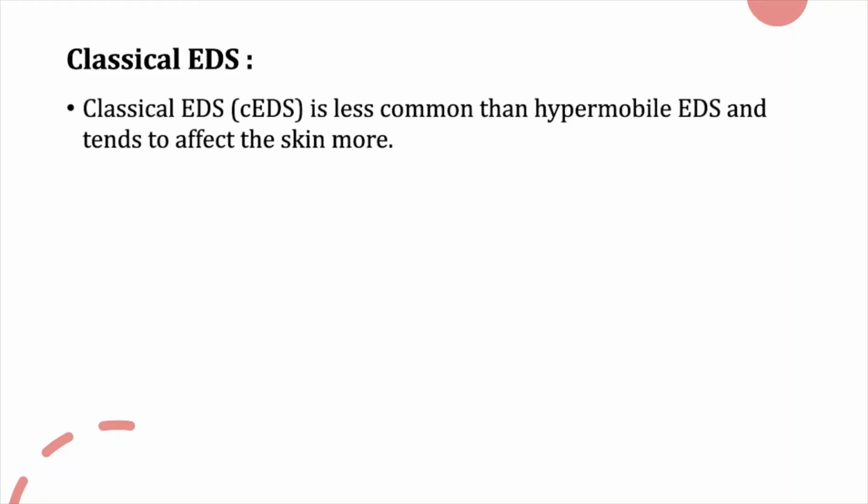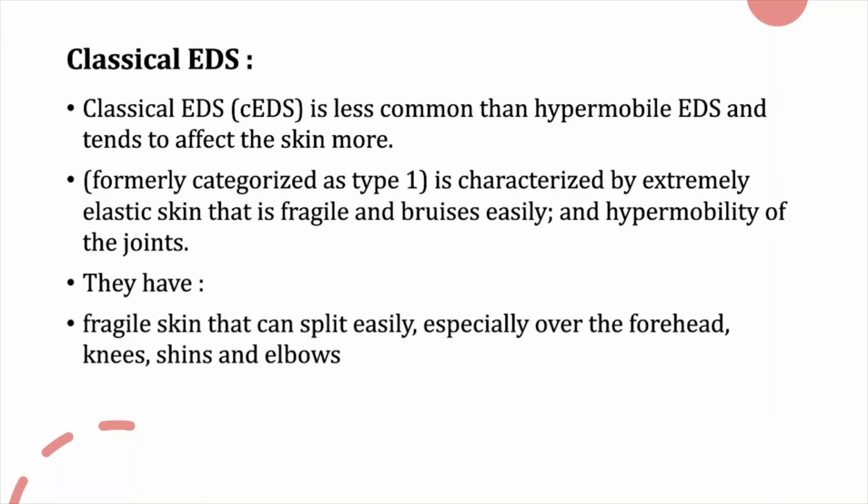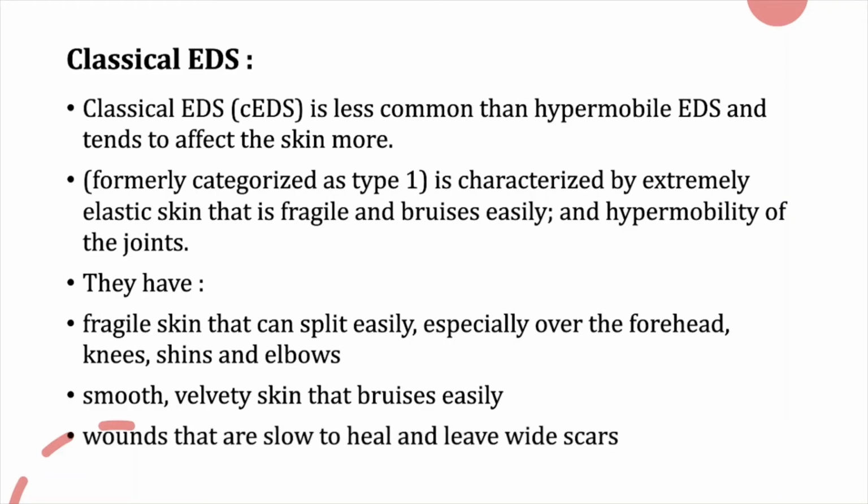Next is classical EDS, which is less common than hypermobile EDS, and tends to affect the skin more. This comes in category type 1, which is characterized by extremely elastic skin that is fragile and bruises easily, and hypermobility of joints. They have fragile skin that can split easily, especially over the forehead, knees, shins, and elbows. They have smooth velvety skin that bruises easily, and wounds that are slow to heal and leave white scars.